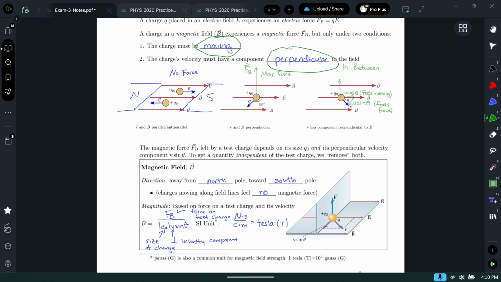The charge also has to be moving at least a little bit perpendicular to the field. If it is moving along the direction of the field or exactly opposite that direction, it's still not going to feel a force. So again, there's no point even applying the right-hand rule. If you forget that, you can kind of realize it and catch yourself when applying the right-hand rule. And I'll get to that when I start talking about different examples of it.